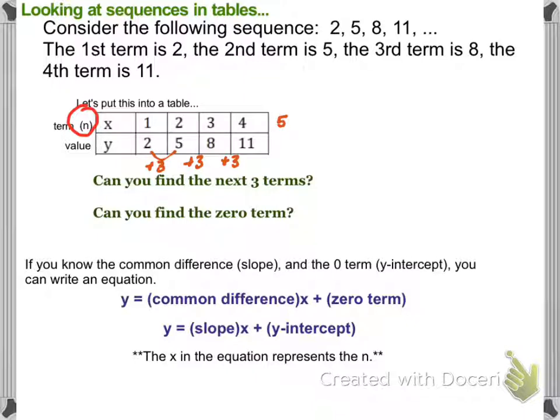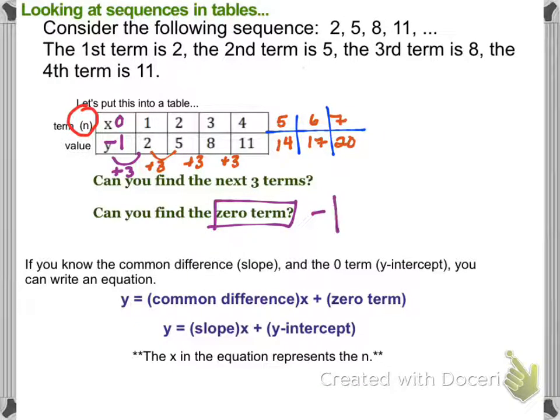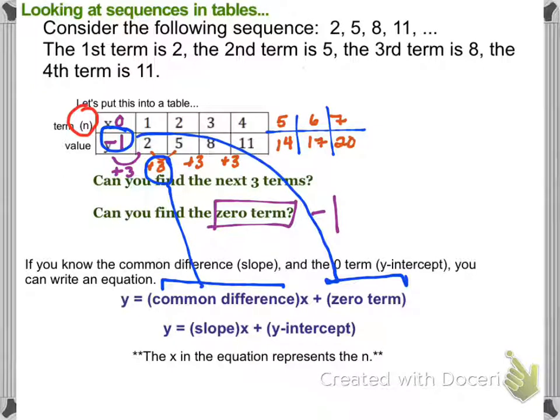But first term is 2, second term is 3. It's gotten by adding 3 each time. So can I find the next 3 terms? Yep, sure can. It's 14, 17, and 20. The 0 term is if I work the pattern backwards. Same thing as Chapter 1. So if I work the pattern backwards, I would have to add 3 to negative 1 to get the 2. So the 0 term is negative 1. The common difference is 3.